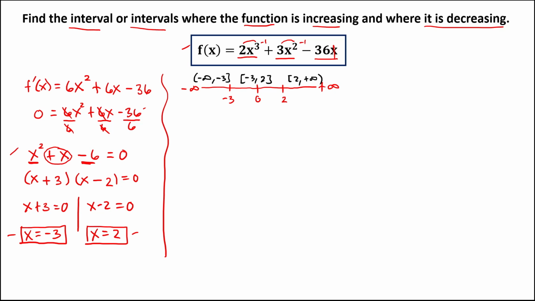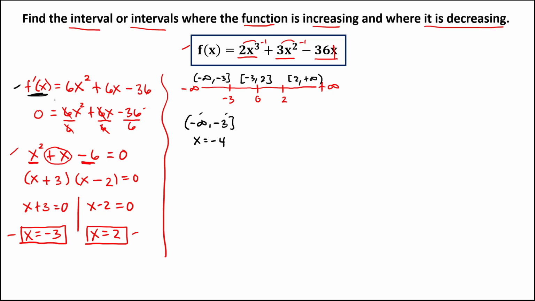So to find out the interval or the intervals where the function is increasing or decreasing, we start from the first interval, that's negative infinity to negative 3. Then using the first derivative, we need to replace x with a value between negative infinity and negative 3. So we can use negative 4. That's between negative infinity and negative 3.